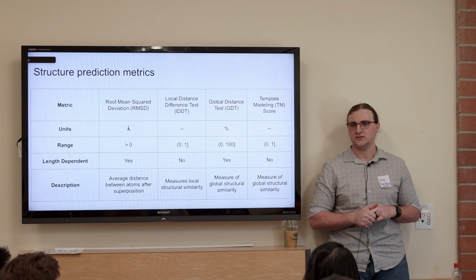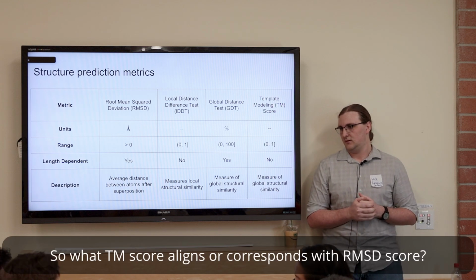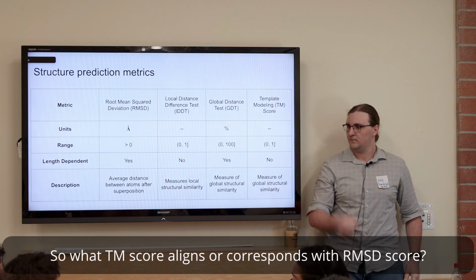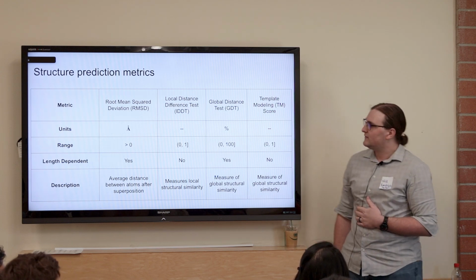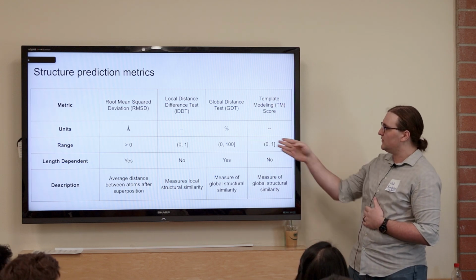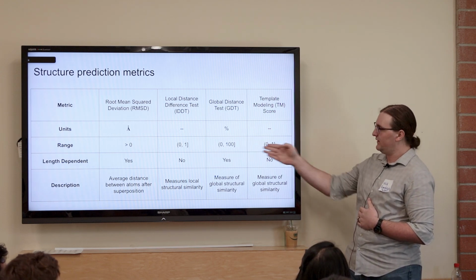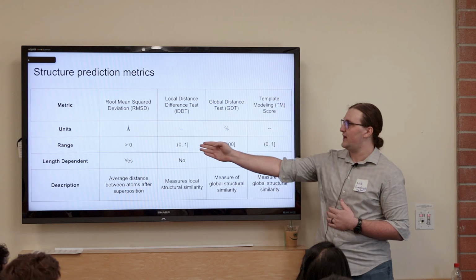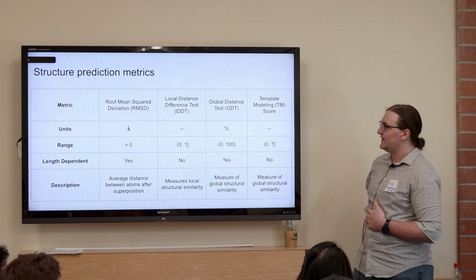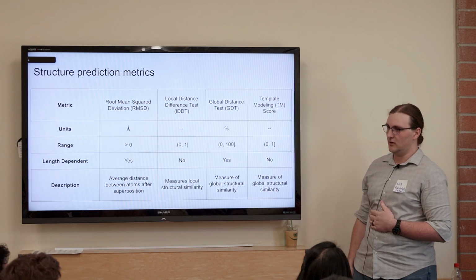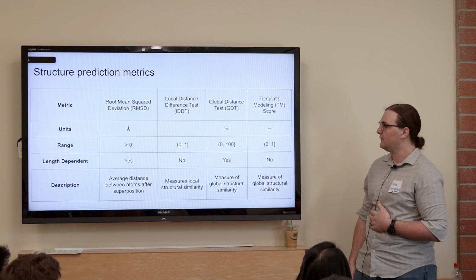Cool. Any questions? How does the TM score correspond with RMSD? They should be roughly the same. If you have an RMSD of 0, you have a perfect TM score, a perfect global distance test, and a roughly perfect local distance test. Besides that, it's hard to say exactly, because RMSD is so length dependent.